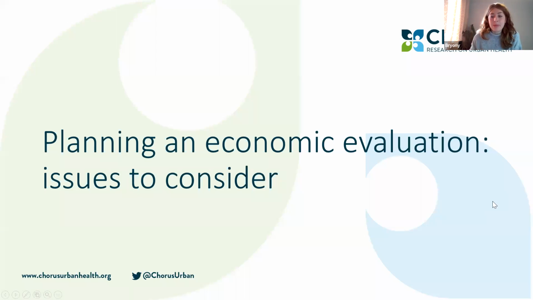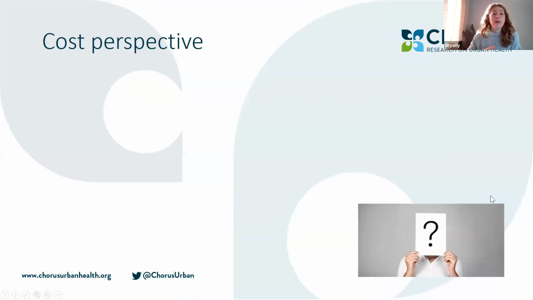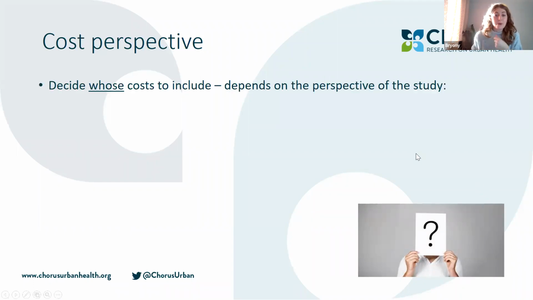Okay, so I've given a bit of an overview of the types of economic evaluation, but I just wanted to mention a few other issues to consider when planning an economic evaluation. We've already talked quite a bit about the importance of the benefits or outcomes that we want to include in deciding and planning our evaluation. Another thing to mention is also the cost perspective. So it's important when planning an economic evaluation to think about and decide whose costs to include, which is what we call the cost perspective of the study.